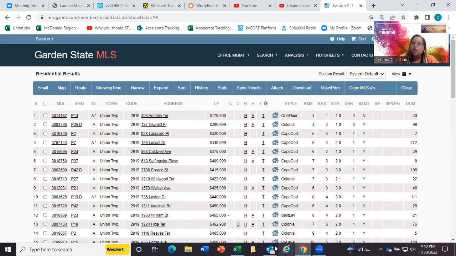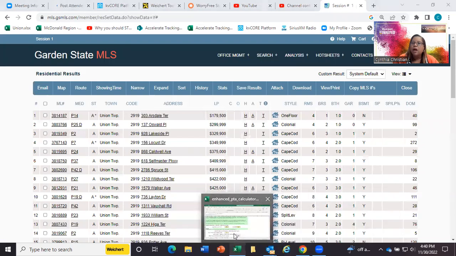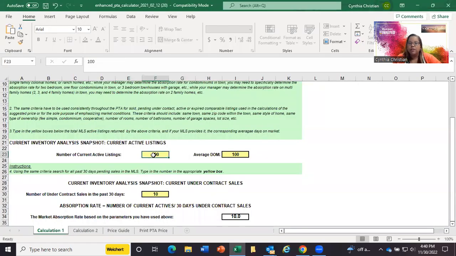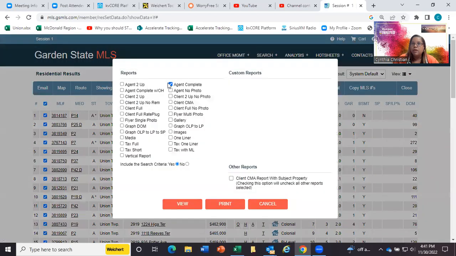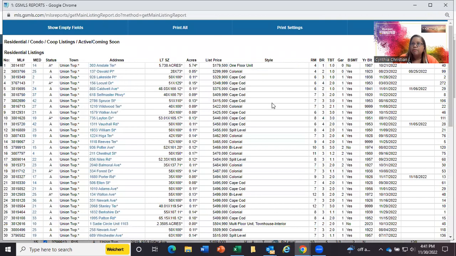You're going to see that they're also asking for average days on market. The easy way to do average days on market: back into your list from the MLS of actives. You're going to select them all. You go to view print, take off agent complete, click client CMA, and view. So we just took the 59 actives, said, let's go to client CMA and view.